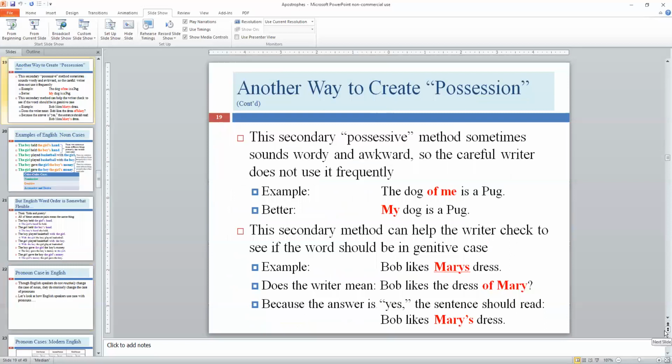Let's go forward. Here we're going to go through some examples about how we can use those two techniques.